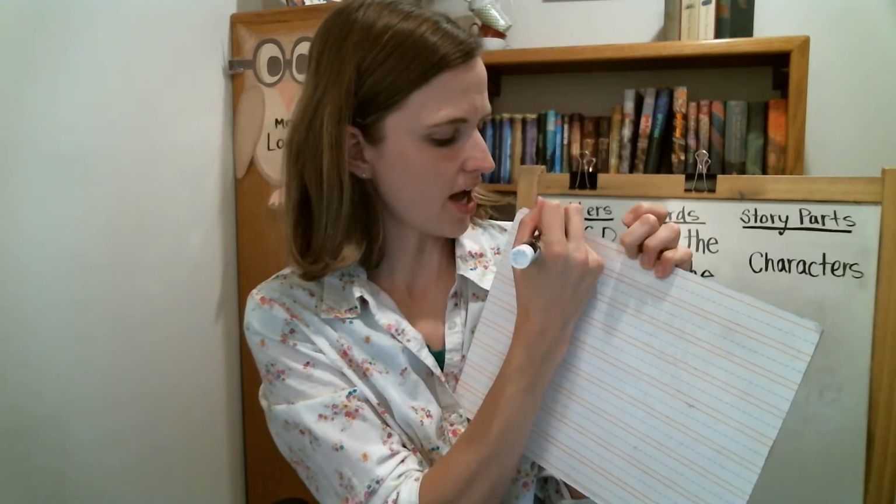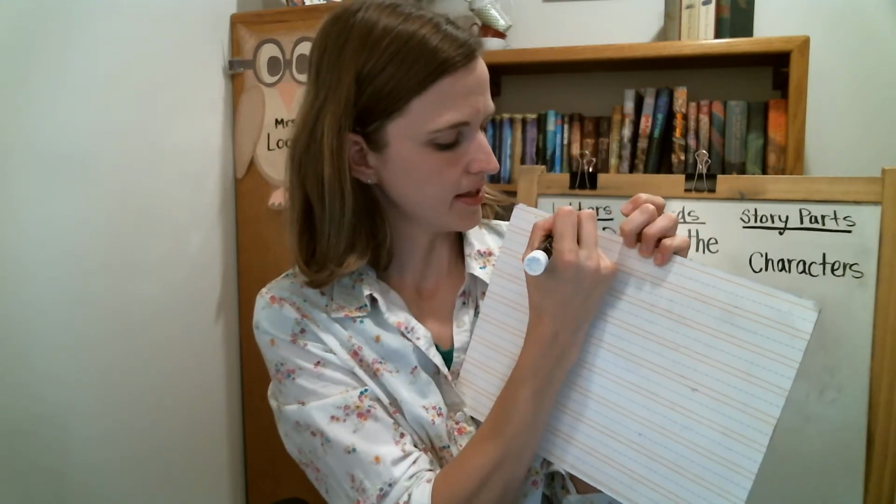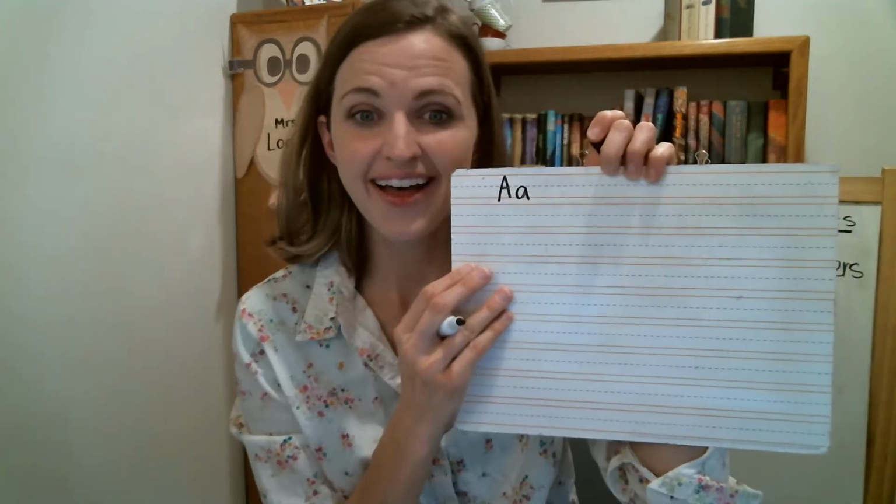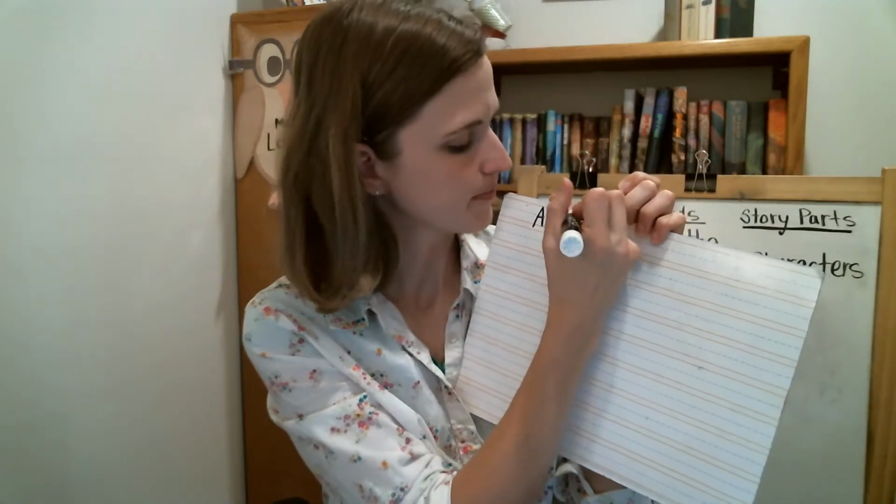A starts at the top and comes across. And lowercase a like this. We'll write each letter, once uppercase, once lowercase, all the way through to H. Go ahead and pause the video if you ever fall behind.